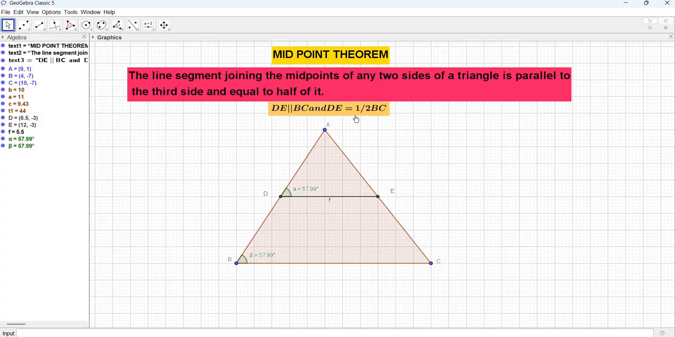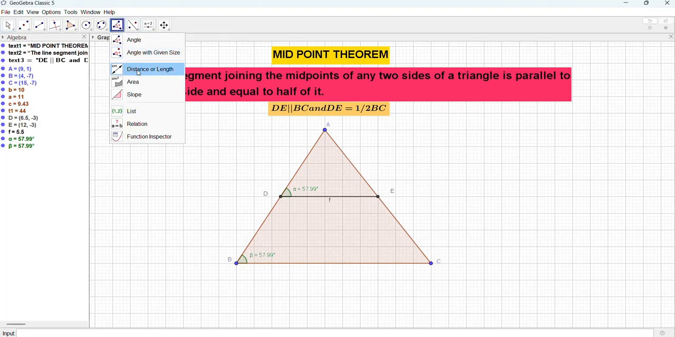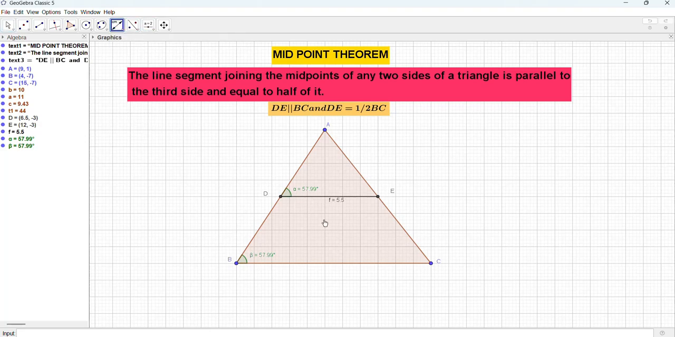Now moving to the other part, it says that the measure of DE will be half of BC. So let's find the measure of DE. The measure of DE is 5.5, it is written here, and the measure of BC is 11. Now 5.5 times 2 is 11 only. So this is also correct. DE is half of BC. So from here I can say that the line segment joining the midpoints of any two sides of a triangle is parallel to the third side and equal to half of it.